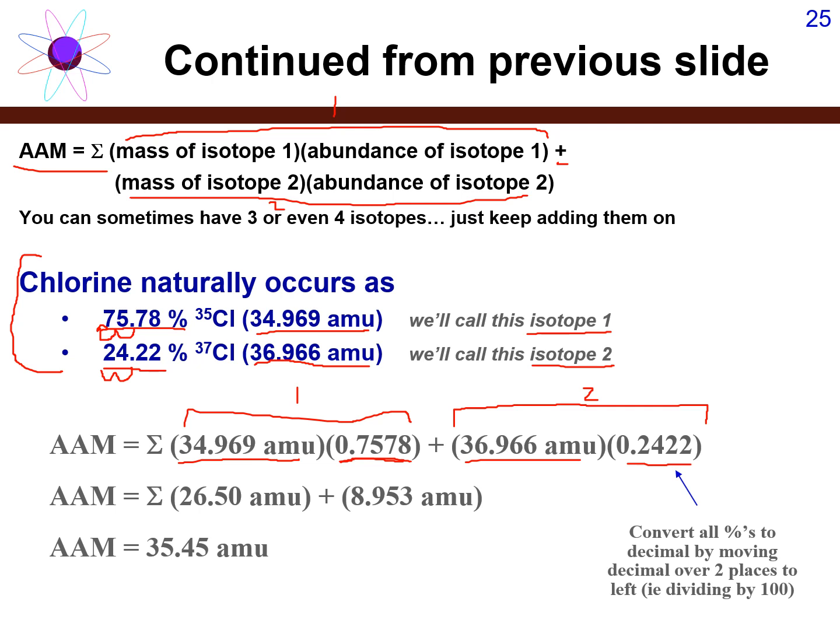Now for order of operations, we're going to multiply before we add. So we're going to multiply our numbers together that are in parentheses. So we'll multiply these together, and we come out with 26.50 AMU. We're going to multiply these together, and we're going to get 8.953 AMU. Once we're done with that, we can then go back to the addition and add these 2 numbers together, and you get 35.45 AMU.